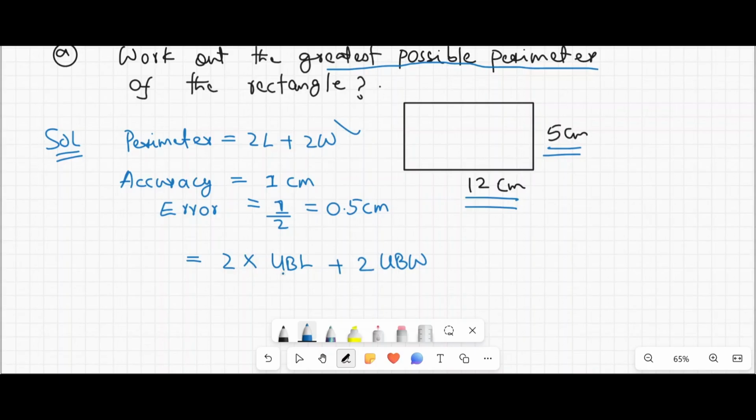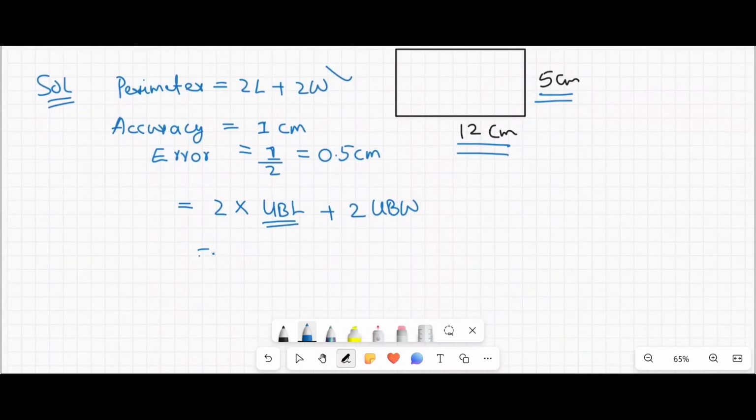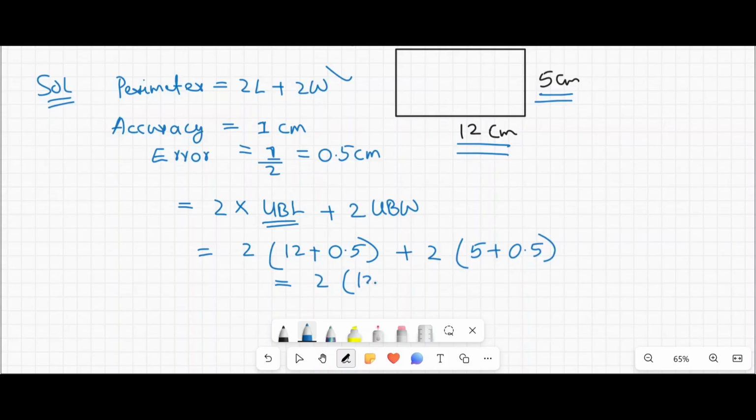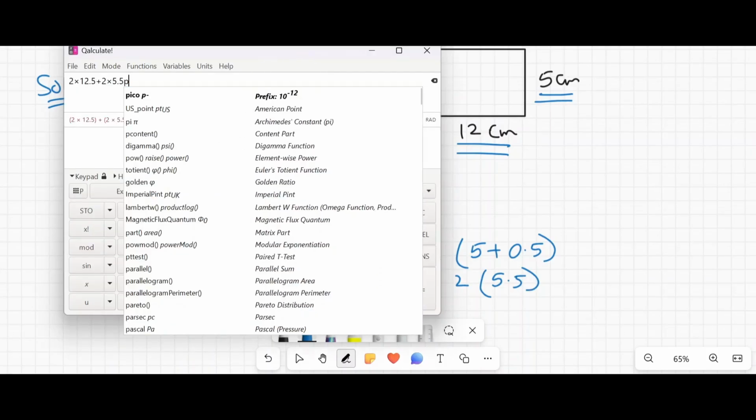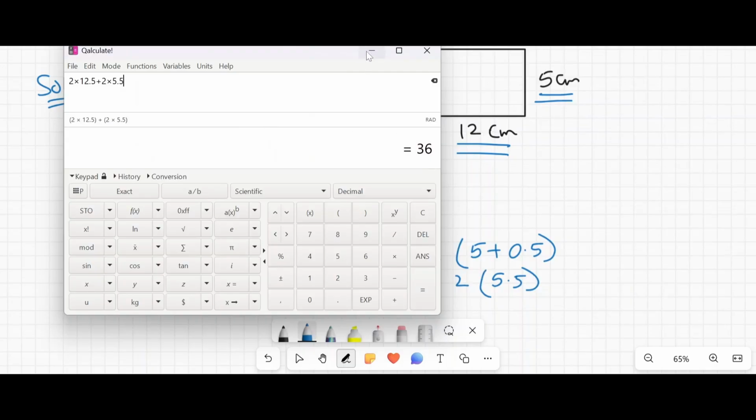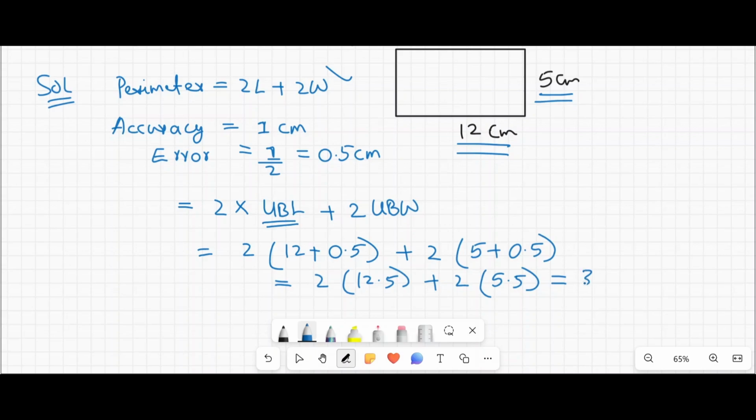So it is 2 into the length, 12 plus 0.5, plus 2 into the width, 5 plus 0.5. For finding the upper bound, we add the error term. You will get 2 into 12.5 plus 2 into 5.5, and while using the calculator, we found the perimeter is 36 centimeters.